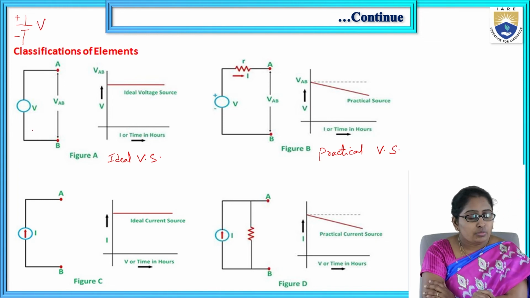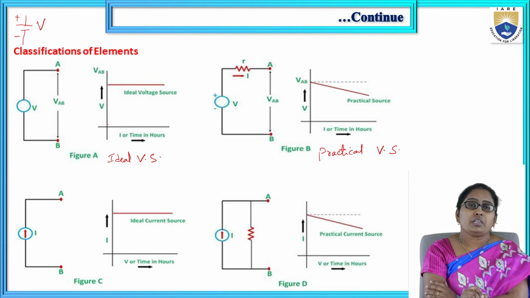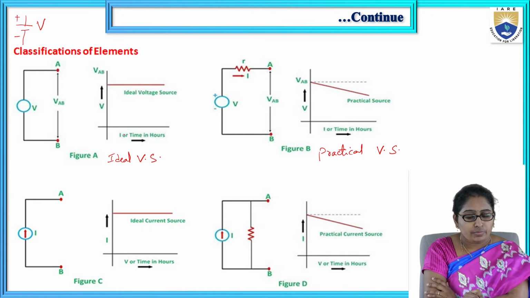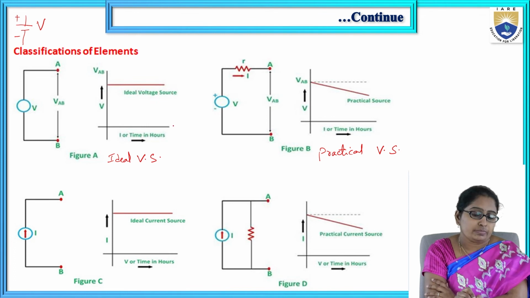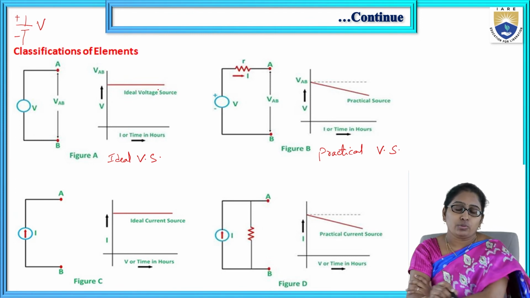For the ideal voltage source, these are its output load terminals. Whatever the load is, it draws current. If you take current on the x-axis and voltage magnitude on the y-axis, it maintains constant voltage irrespective of the load current. Even though your load goes on increasing, it supplies constant voltage. That is the ideal voltage source.